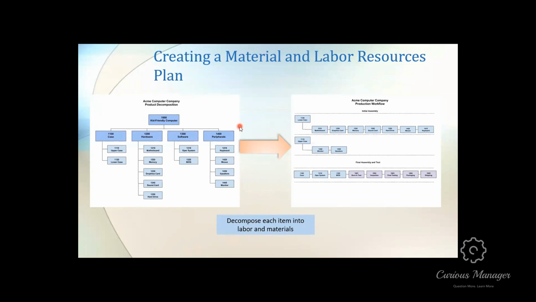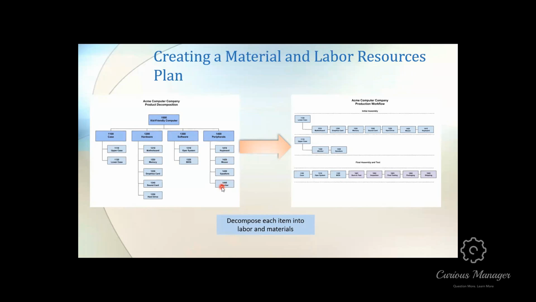And then for each of the assemblies, you would create assembly instructions for each sub-assembly up to the main assembly. So if you looked up kid-friendly computer, your assembly instruction would be like: first, perform 1100 case assembly instructions, perform 1200 hardware instructions, perform 1300 software instructions, 1400 peripherals instructions. And if you had it electronic, you would click on this and it would show you, okay, for 1400 peripherals, you must do 1410, 1420, 1430, 1440.